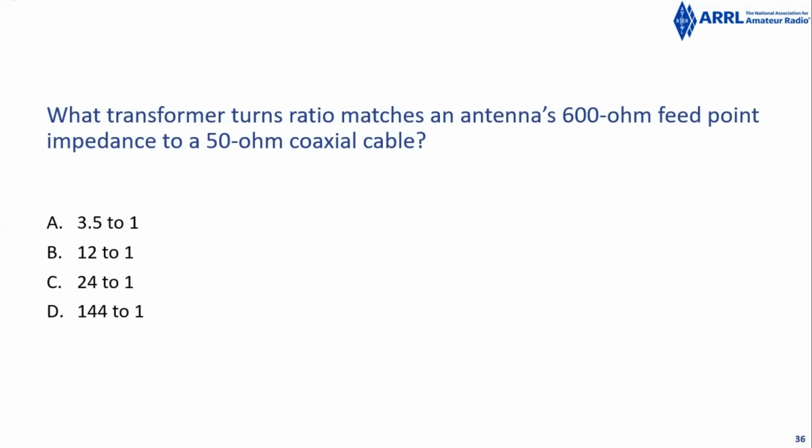What transformer turns ratio matches an antenna's 600 ohm feed point impedance to a 50 ohm coaxial cable? It's about a 3.5 to 1. A.